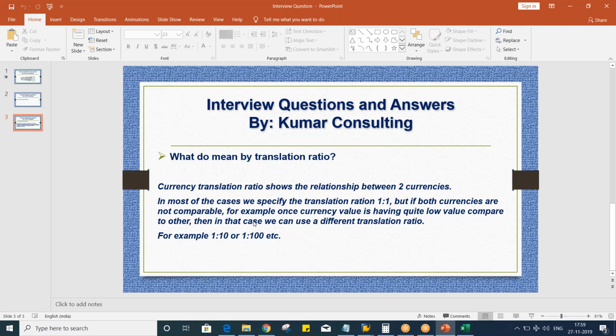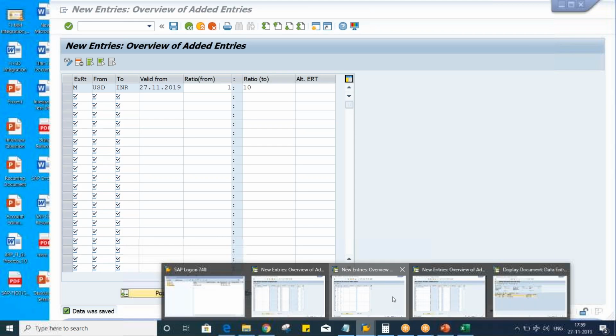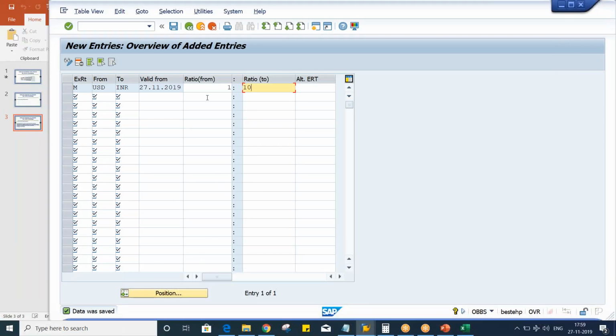So this is the use of the currency translation ratio, or foreign currency translation ratio. During classes, what is happening, guys? I used to simply say that you just specify 1:1 here. But this is the impact of this translation ratio. If you specify 1:10, what is the impact? I have shown you. If you specify 1:100, what is the impact? I have shown you guys practically here.